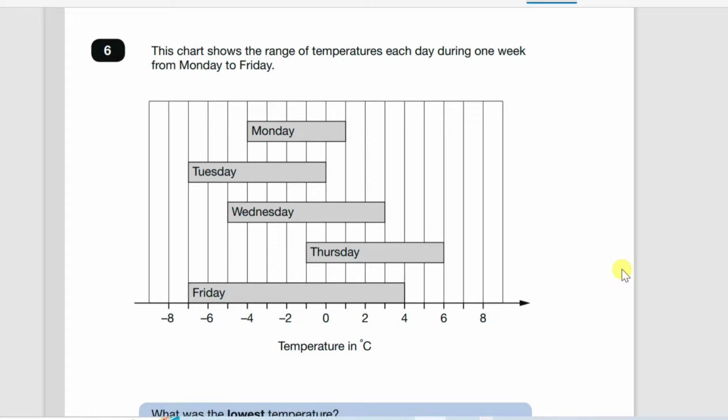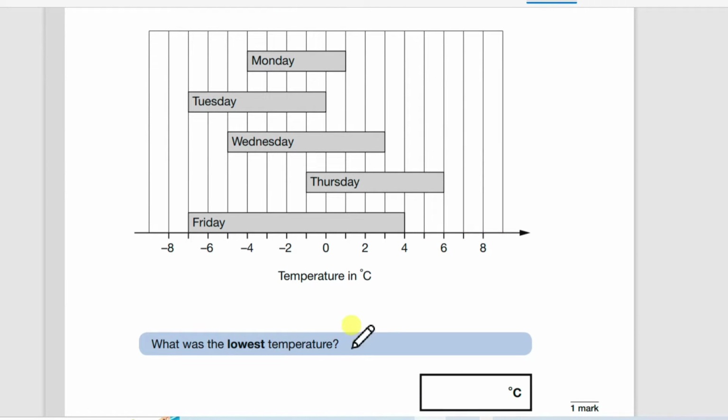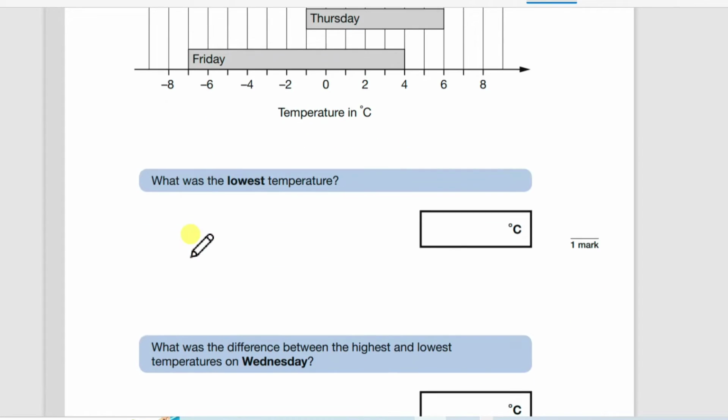Okay, so it says this chart shows the range of temperatures each day during 1 week from Monday to Friday. Wow, so let's try and understand this. So for example, on Monday, it goes between -4 degrees to 1 degrees. Okay, so it means it could be anywhere between -4 and 1. So that seems pretty cold. The coldest seems to be Tuesday, from -7 to 0. But then Thursday seems to be the warmest, -1 to +6. Now, what was the lowest temperature? Well, it's over here, -7, isn't it?